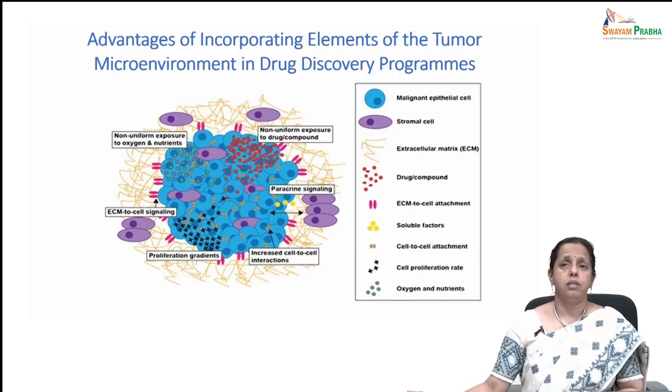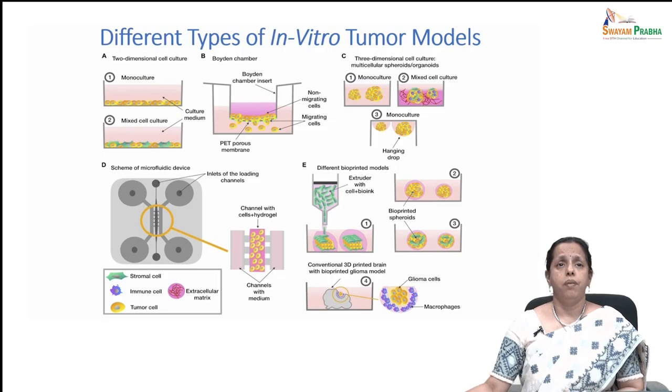To further that, many in vitro models have come up, such as two-dimensional structures and microfluidic structures. Based on the monolayer of cells, they came up with an in vitro model that is like a mixed culture. They can have two cell lines in layers, using a Boyden chamber insert with a PET porous membrane. A non-migrating cell line is kept on the top layer and the migrating cell line is seeded on the lower layer, and contact is maintained by the exchange of fluids between both.